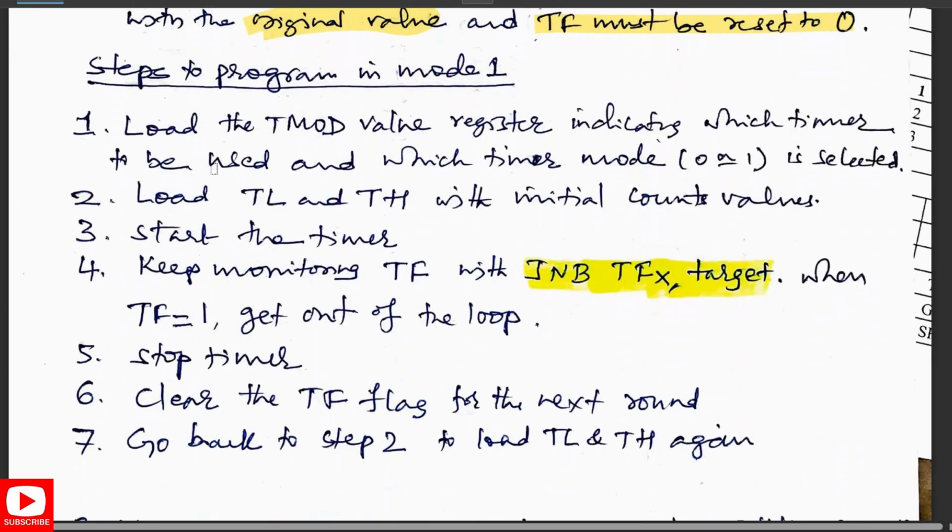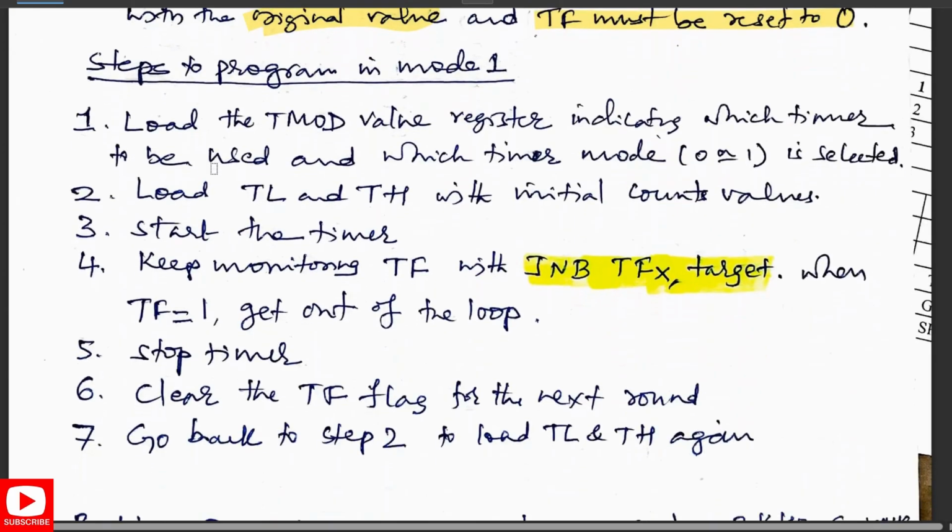First, you have to load the TMOD register with a value indicating which timer is to be used. This is the first point. Which timer mode, either 0 or 1, is selected. Now load TH and TL with the initial count values. Now you start the timer. Keep monitoring TF until it reaches its overflow.